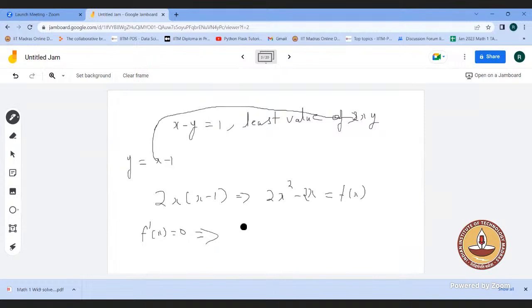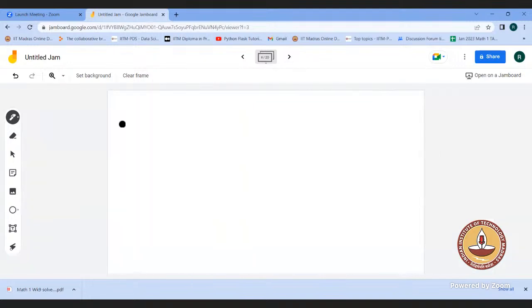Hello? 4x minus 2, right? Yes. So 4x minus 2 is equal to 0. So what is the value of x now? 1 by 2, right? Now we'll check f double dash of x. So what is f double dash of x?